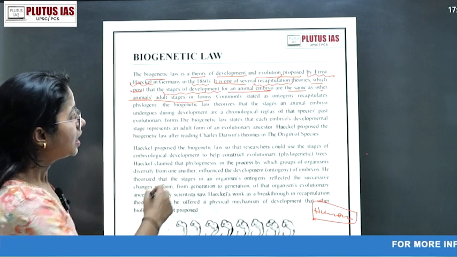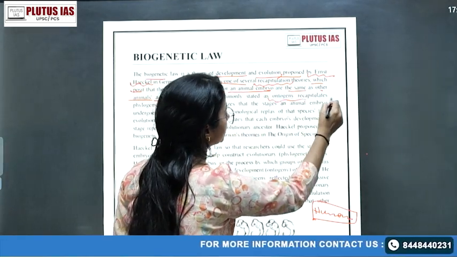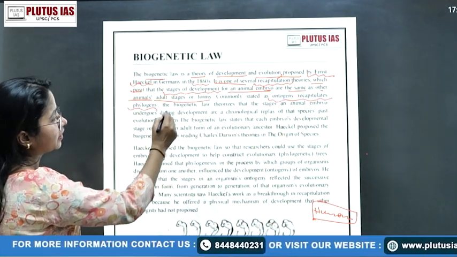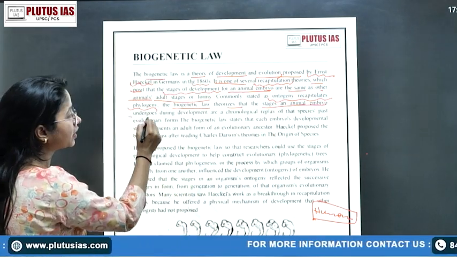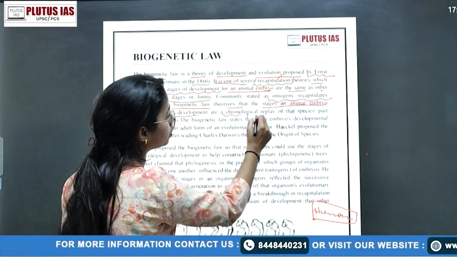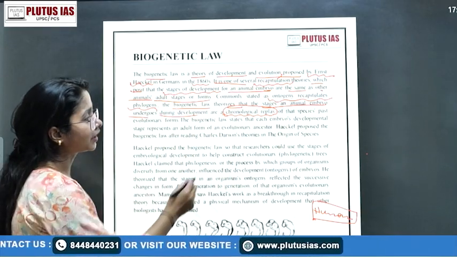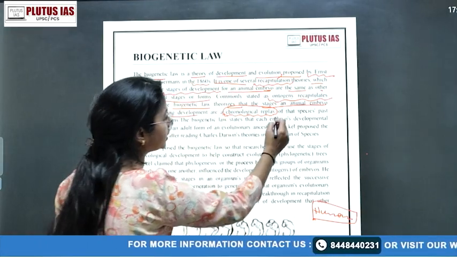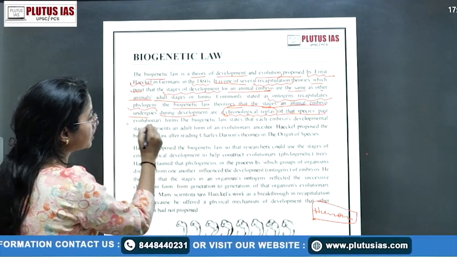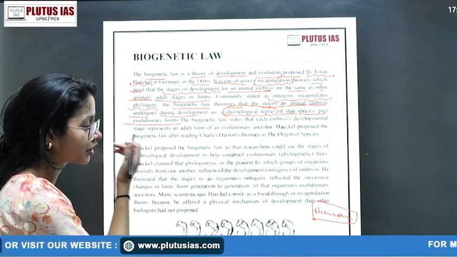It is commonly stated that ontogeny recapitulates phylogeny. The biogenetic law theorizes that the stages an animal embryo undergoes during development are a chronological replay. That is the word it is defining: recapitulates. A replay of that species' past evolutionary forms.